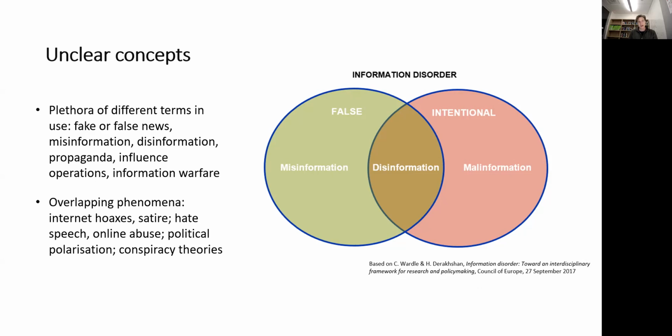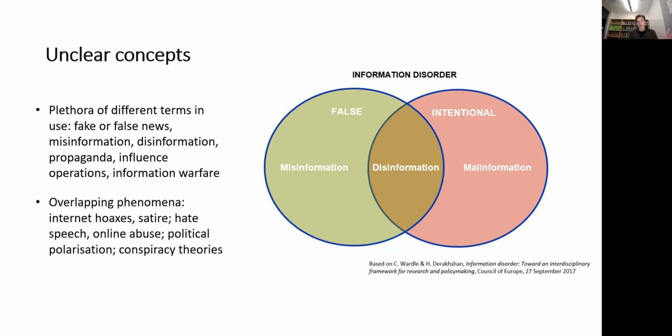Now, if we look at this simple framework of information disorder that Wardle and Derakhshan have put together, you can see that we've got two axes differentiating these concepts. One is whether the content is true or false, and the other is whether the content was spread online or created in order to cause harm of some sort.